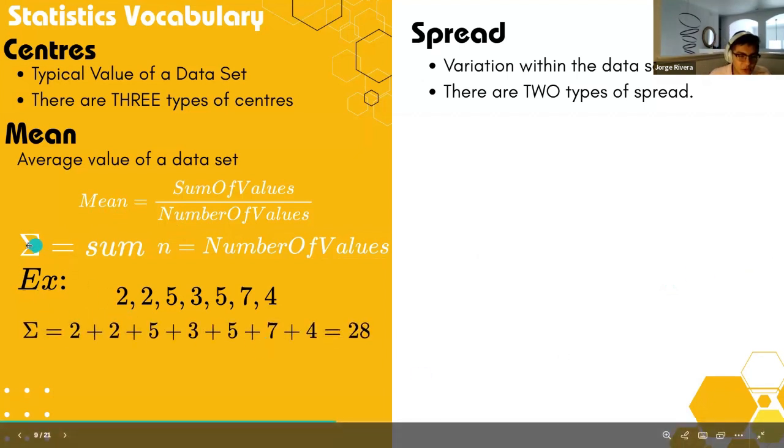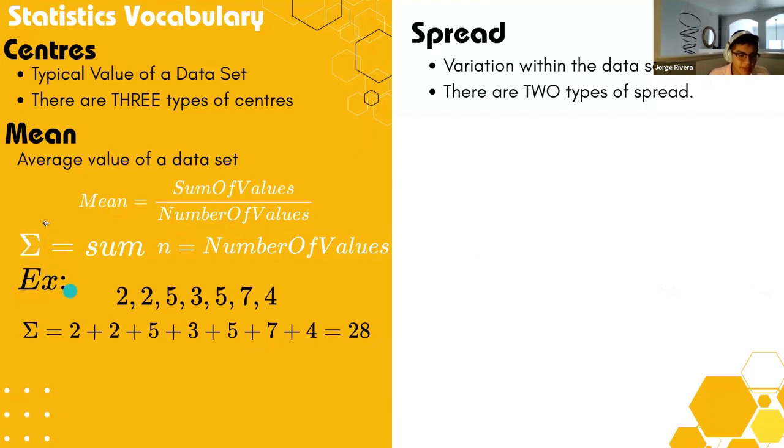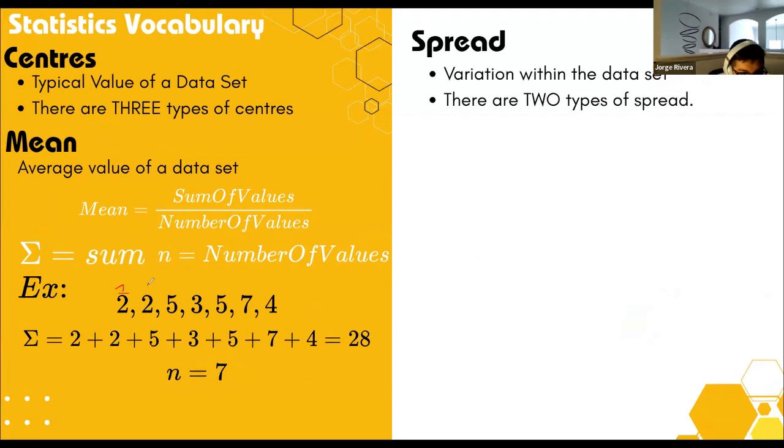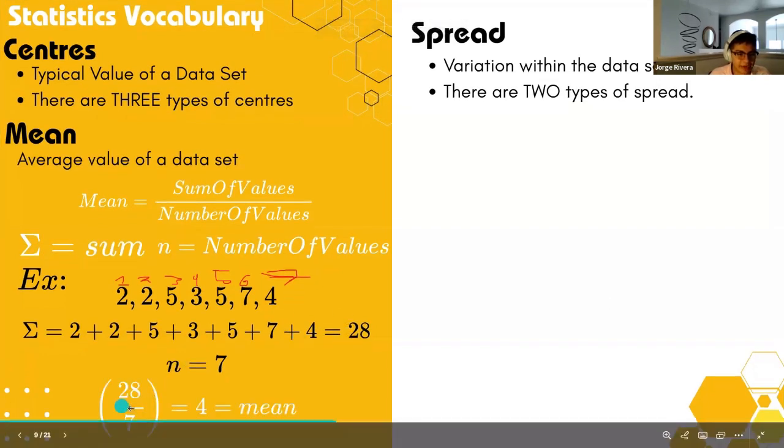So we're going to solve for sigma, the sum, by adding all these values, and that equals 28. And n is equal to 7 because we have 7 values: 1, 2, 3, 4, 5, 6, 7. I'm sorry, my 7 is not very good. Now we just divide sigma by n, 28 over 7, and that equals 4, and that equals the mean. All right, guys, that is basically what we are doing.